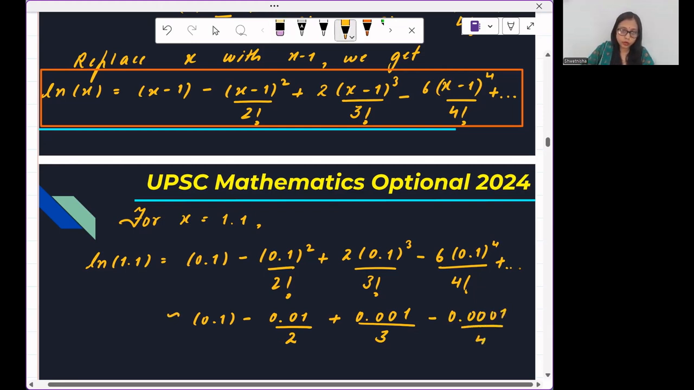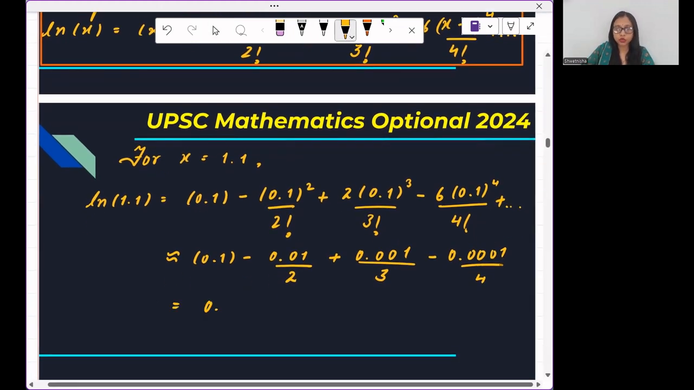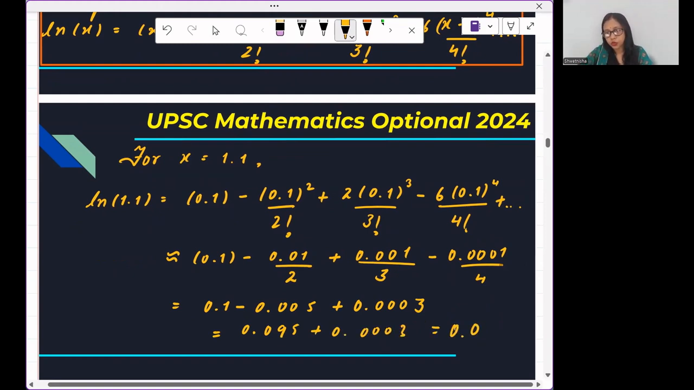If we have to approximate up to 4 correct decimals, so this is it. So that is equal to 0.1 minus 0.005 plus 0.0003, and we don't need this because here I am getting 4 digits, right? So this is equal to what? 0.095 plus 0.0003, which is 0.0953. This is correct up to 4 decimal places. Right? I don't need that last one, in fact.